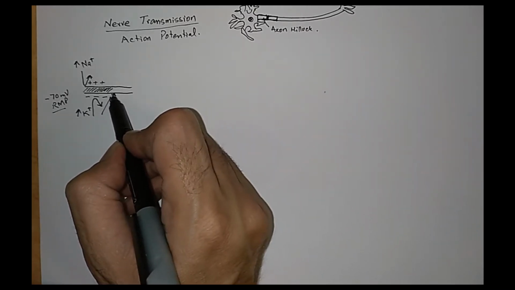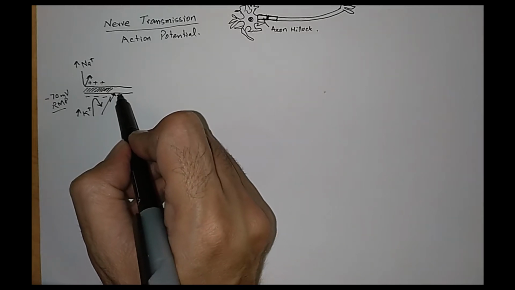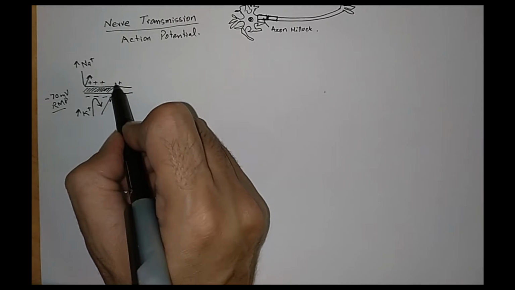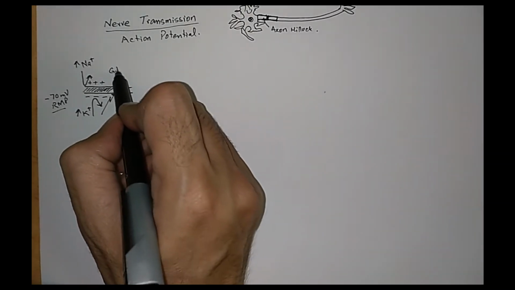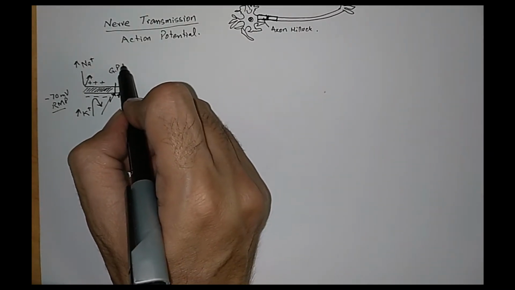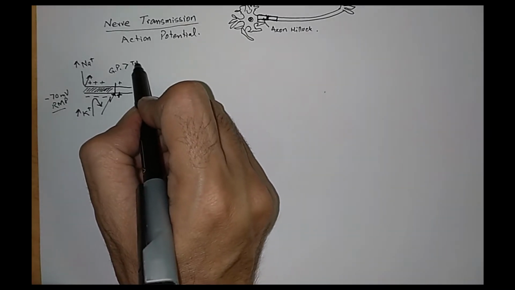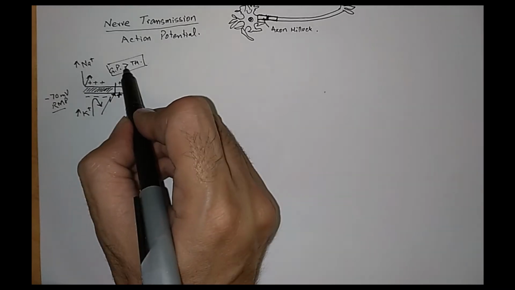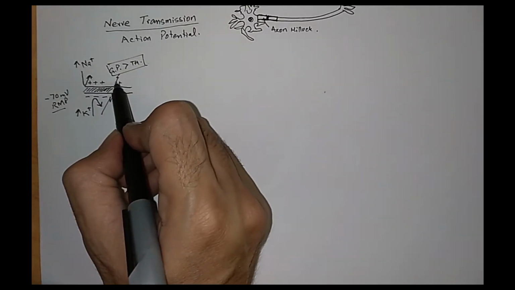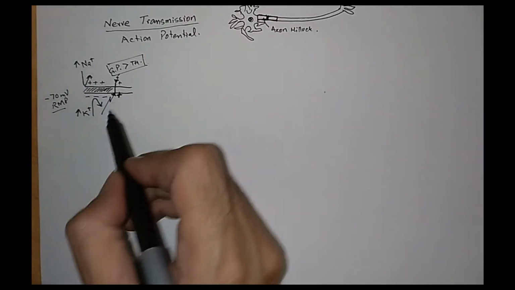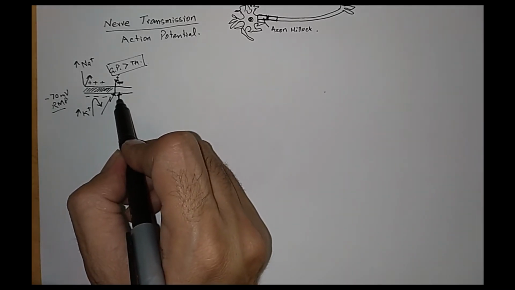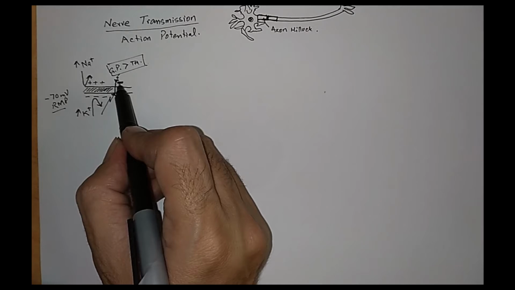Now imagine a graded potential which is greater than the threshold reaches the axon hillock at this point, which changes the polarity of the membrane. It reverses the polarity at this point, right? So I just mark here: graded potential greater than threshold reaches here and changes the polarity of the membrane. So this becomes positively charged inside and negatively charged outside.